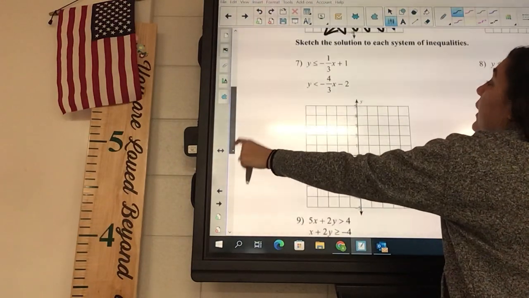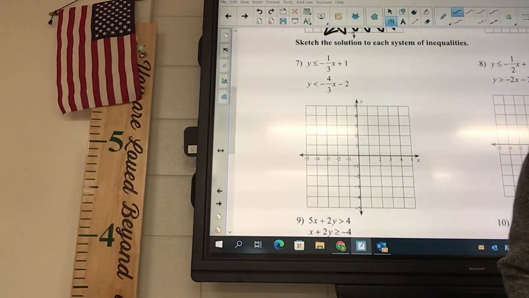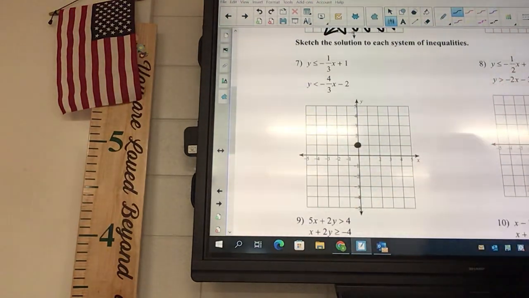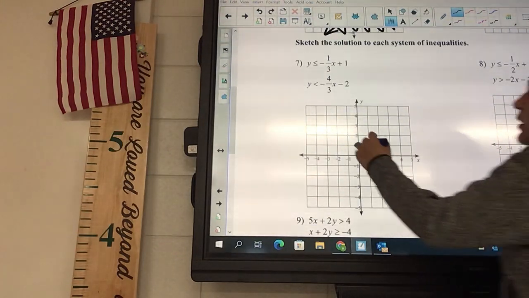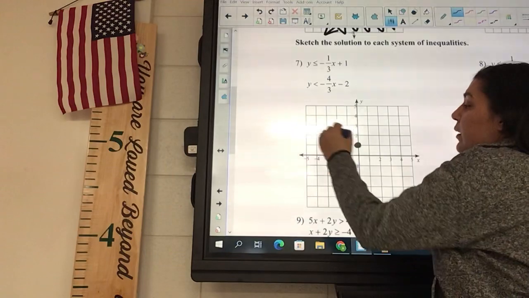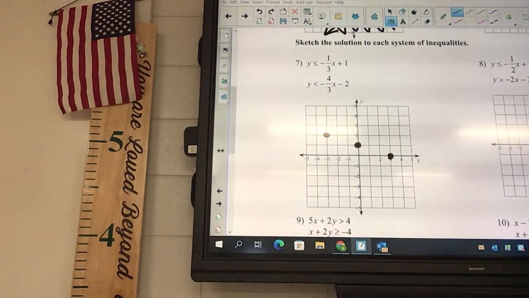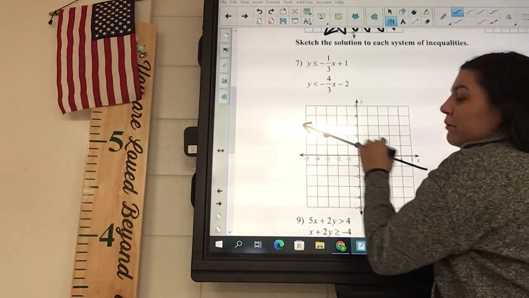The right box. Okay, so 7. Where does our first line start out at? Positive 1. What is the slope? Negative 1 over 3. So we're going to go up 1 over 3, or you can go down 1 over 3. Should that line be solid or dotted? Top one, solid. Okay.